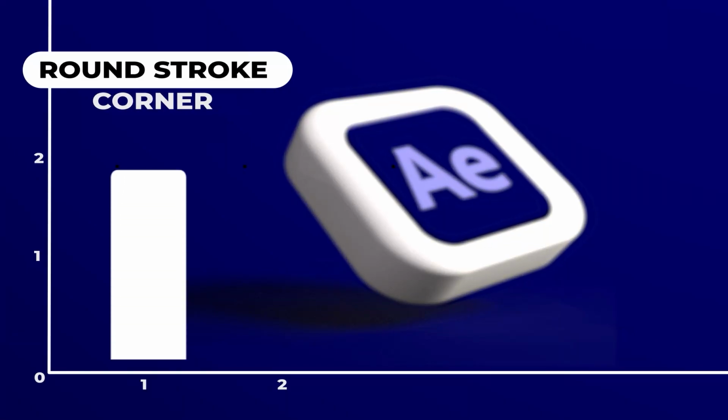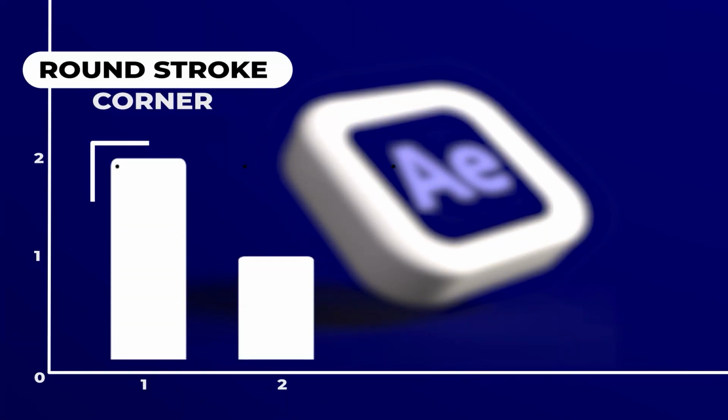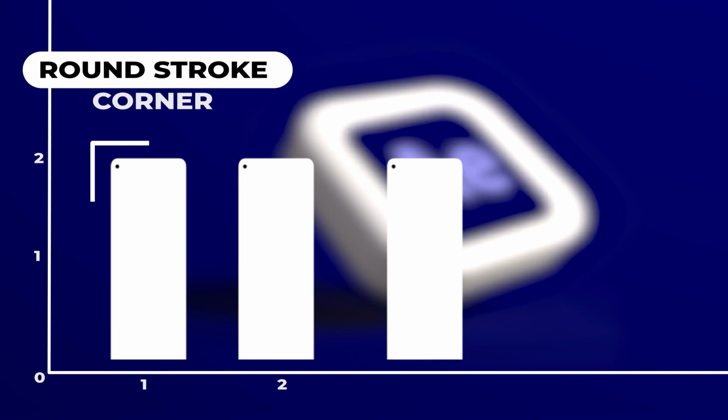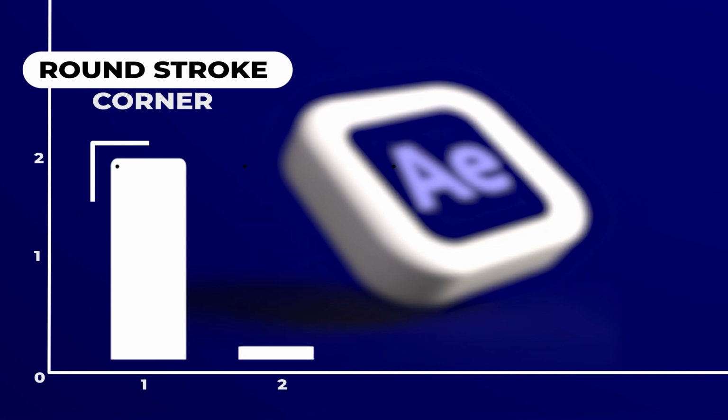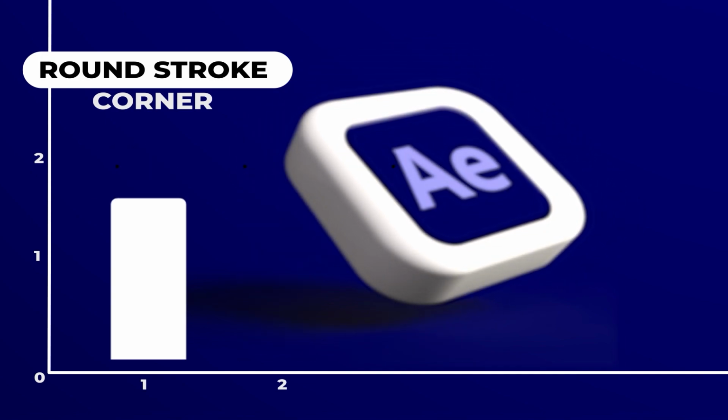Hello guys, in today's tutorial, I am going to show you how to make the top of your stroke a round corner and the bottom flat. This effect can come in handy when you're trying to create something like a bar graph or any other animation that requires a round corner.